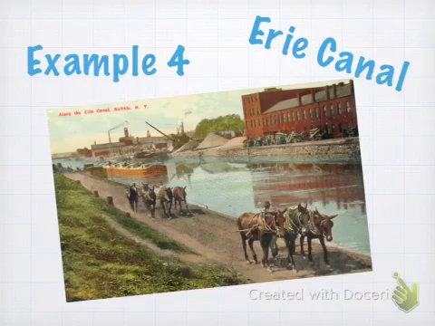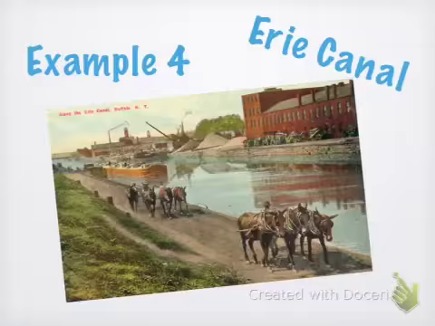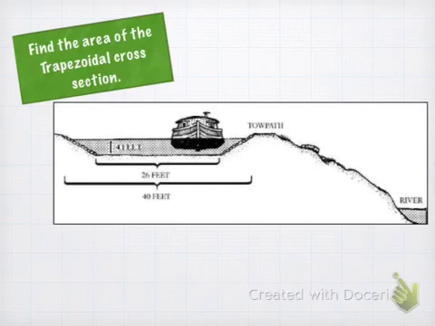The Erie Canal was completed in 1825, and it spans 363 miles. It was actually an engineering marvel of its time, and actually still today it's a pretty big deal when you think about what it did. The thing that I would like you to do with this problem, though, I've pulled up this graphic.